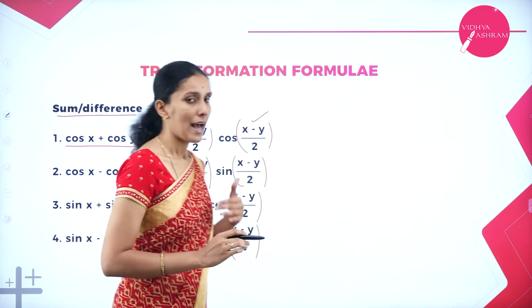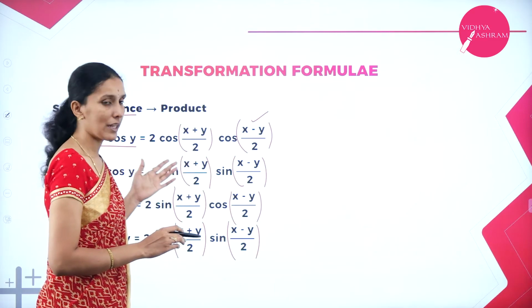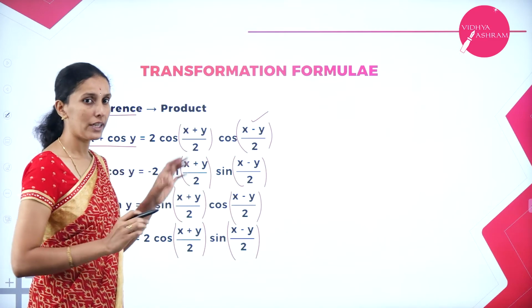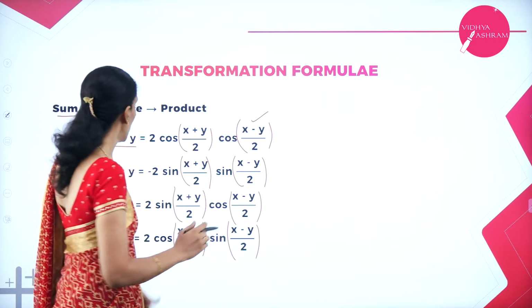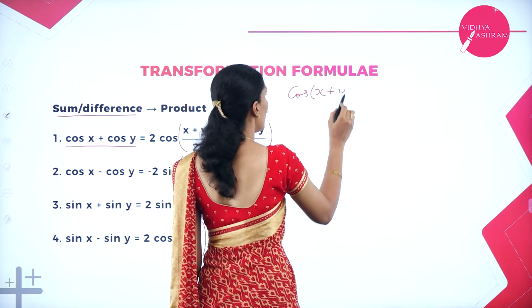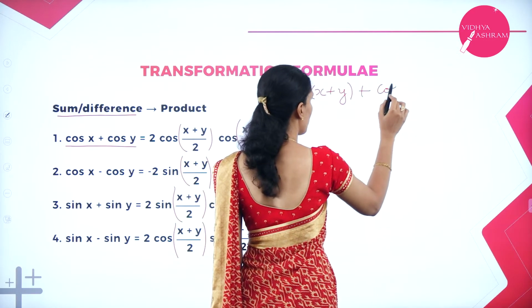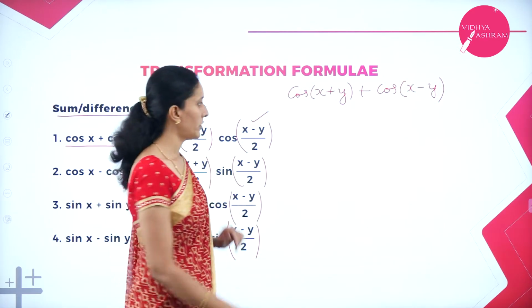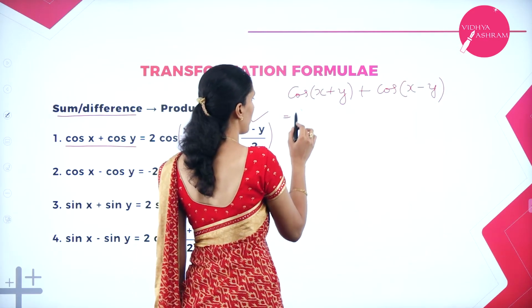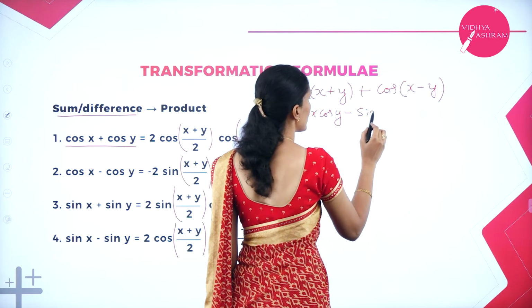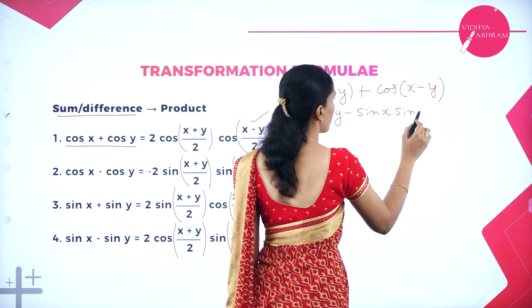plus cos y. As we have taken previously, 2x is equal to a, 3x is equal to theta. The same application I'll do here. We know the formula of cos (x plus y). Similarly, we know the formula of cos (x minus y). So this I have taken. What is the formula of cos (x plus y)? Cos x cos y minus sin x sin y.